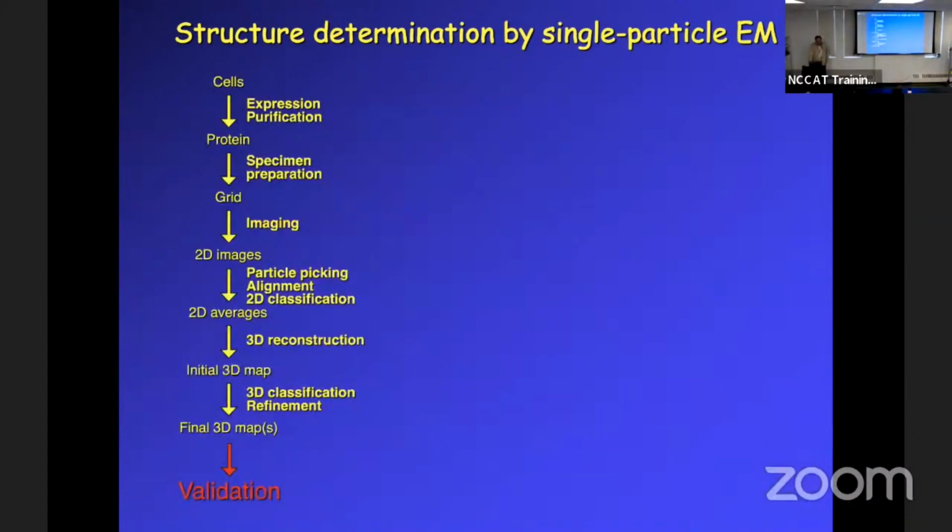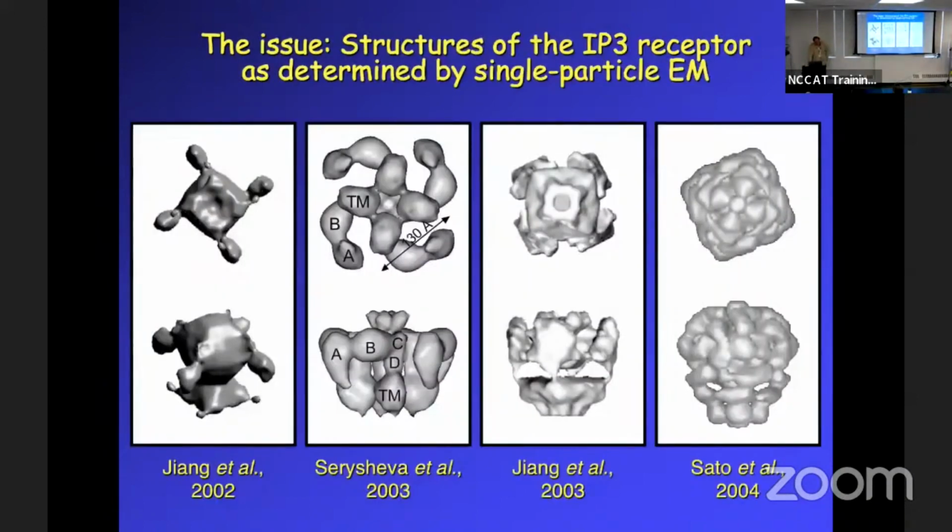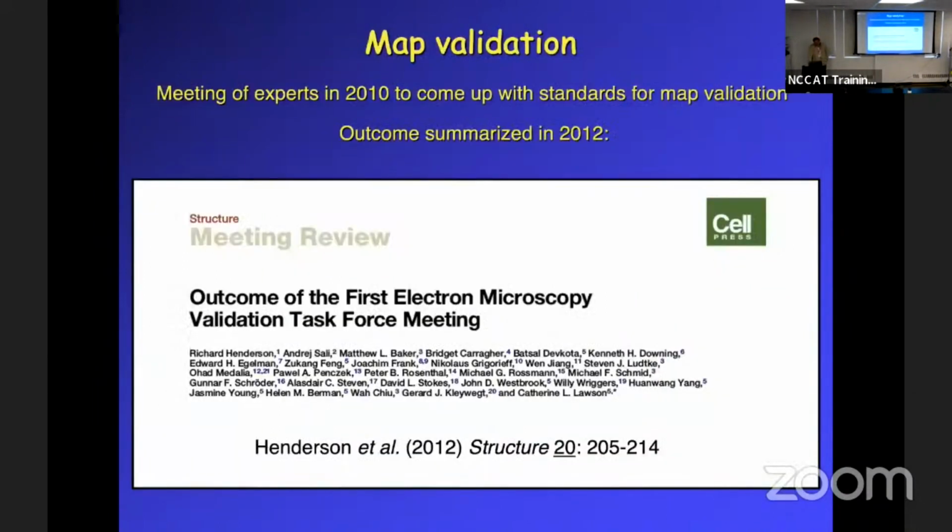So, after all this, now we have a map, and now I'm supposed to talk about validation. And my time is over, so I tried to go very, very fast. That took much longer than I thought. So going back to the IP3 receptor, you have 4 maps that look completely different. How do you know which is the correct one? In 2012, a bunch of the experts met in a meeting and tried to figure out what the criteria are, how you want to validate your map.